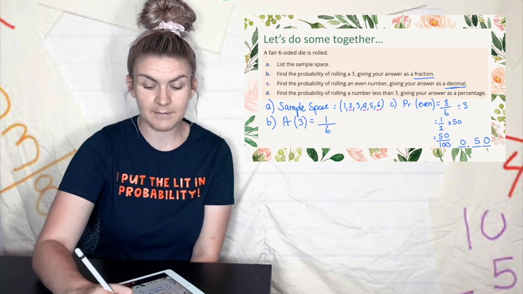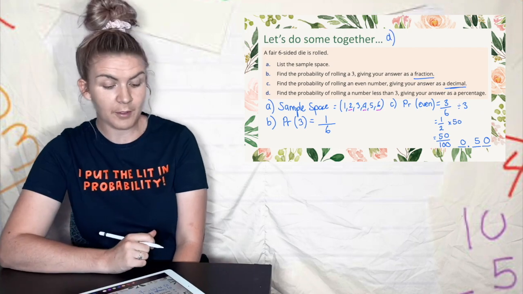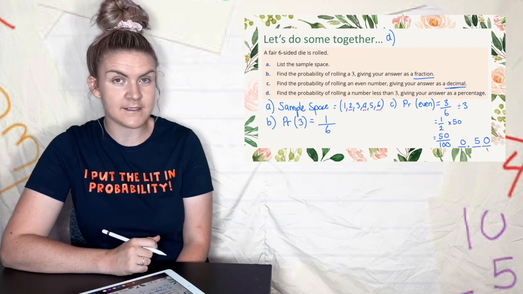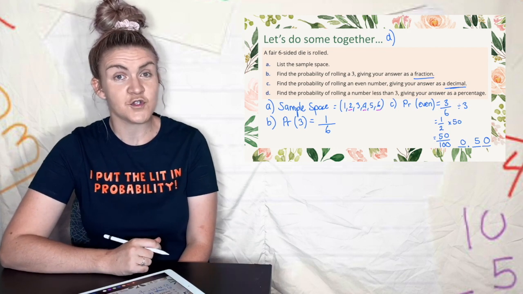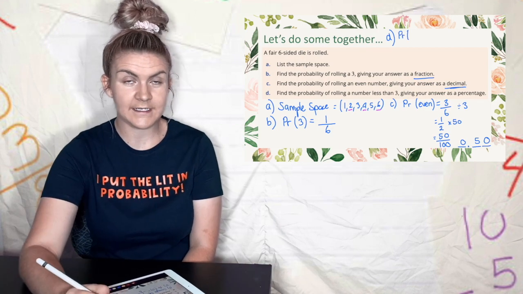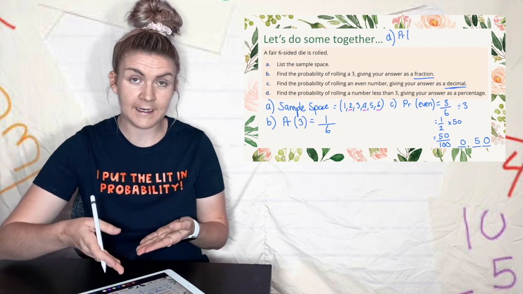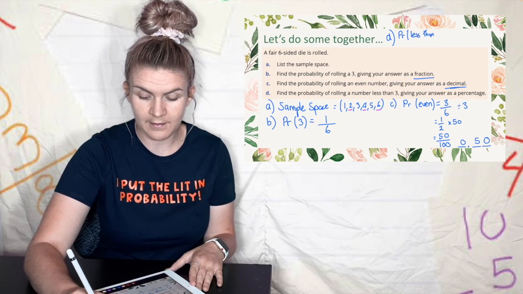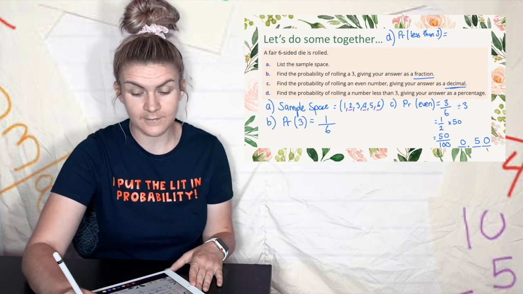And lastly, I'm doing D. Find the probability of rolling a number less than 3, giving your answer as a percentage. So again, I'm writing probability, so P R. In the brackets, I need to write the event. The event I'm looking at is a number less than 3. So I'm going to write less than 3 and equals.